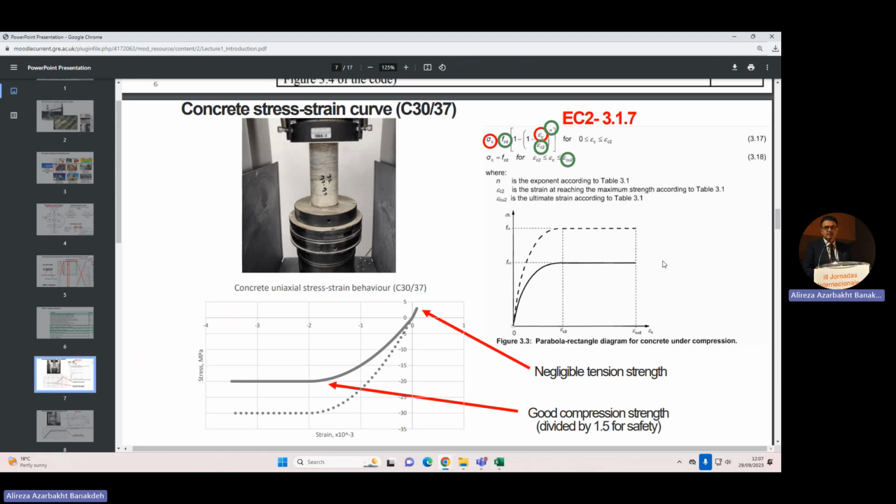We want to do the same for steel. Eurocode has provided some other formula for steel. But if you need, we can have a 10 minute break, just to stretch your legs, get some water, and come back. It's 8 minutes past 12. Let's come back here at 17 minutes after 12. Please don't be late.